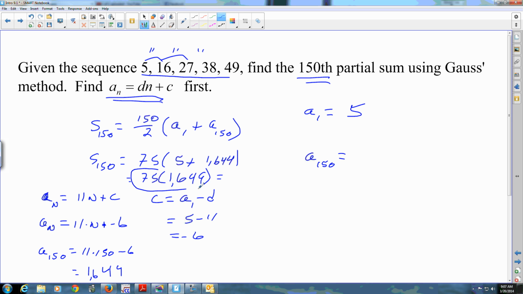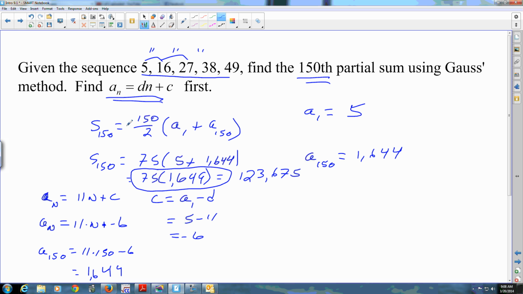I didn't multiply it out, but there we go. You guys can do that. Being lazy, all right? But if you're really interested, in case you're playing along at home and you want the number, 75 times 1,649 would be 123,675. That would be the sum of the first 150 terms generated by that sequence.